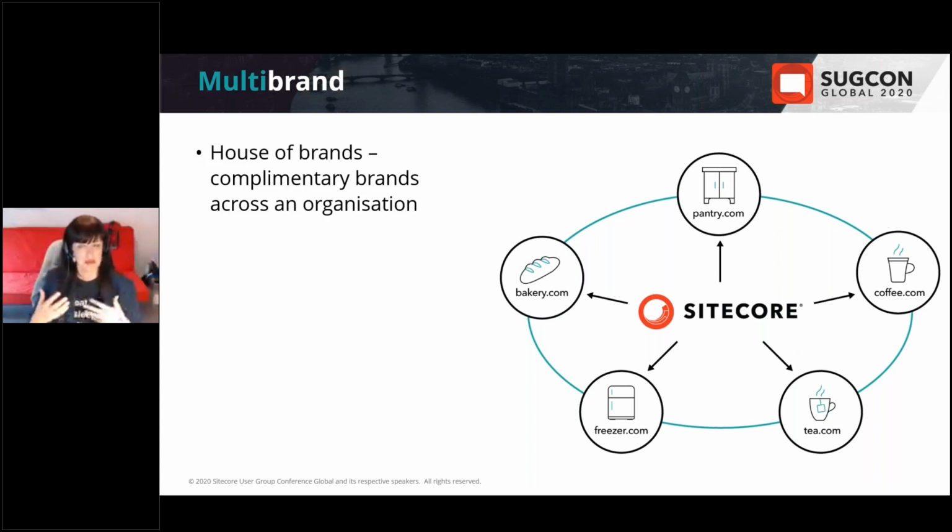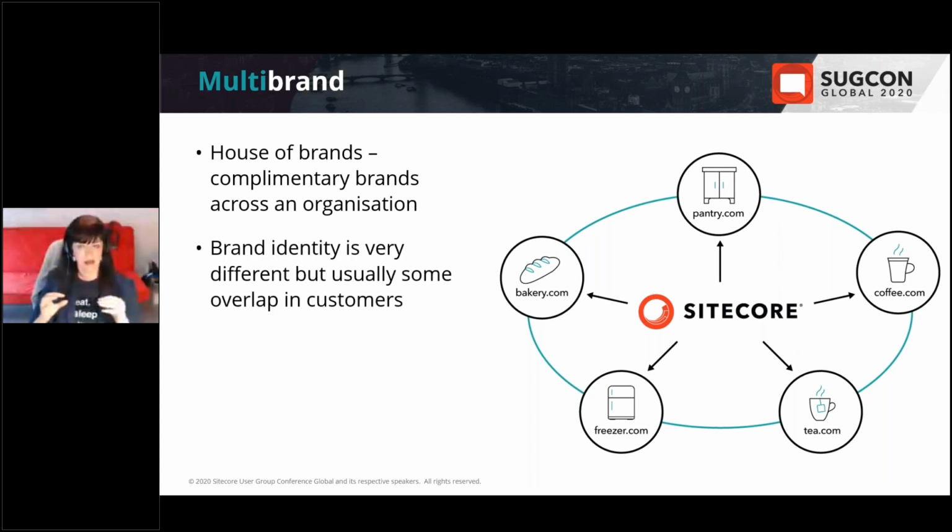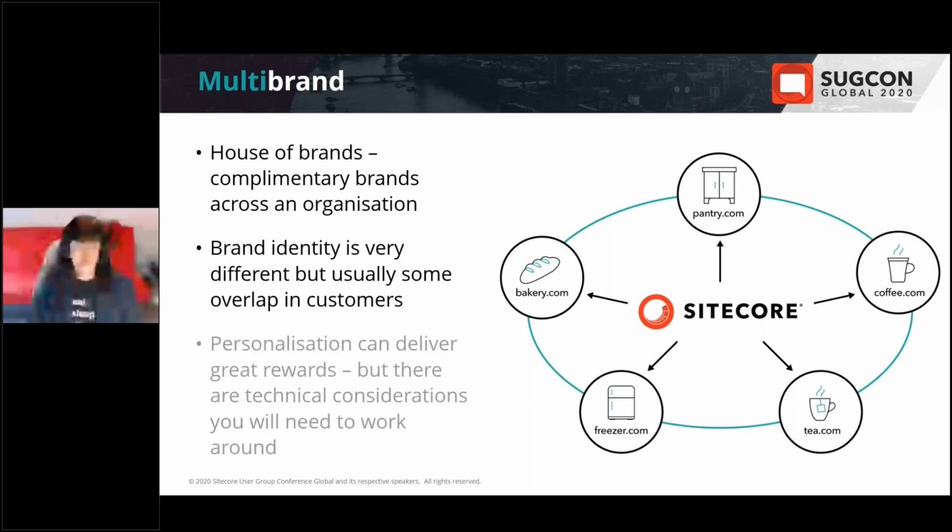So usually this is what's called a house of brands, and usually these brands are at least complementary in some way, which means that you end up getting very, very different brand identities, but usually some overlap in the kinds of customers that you're trying to personalize for. So personalization there can deliver great rewards. As I said, this is your chance to actually share customer data across all of these brands. But there are some technical considerations you're going to need to work around here.